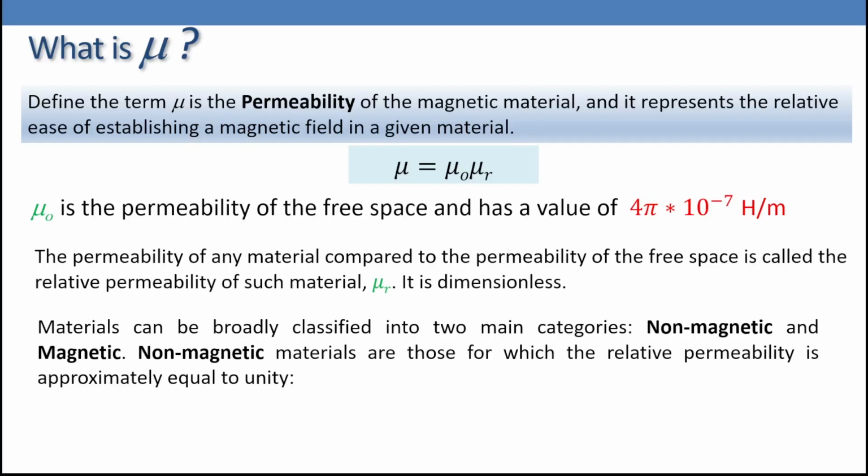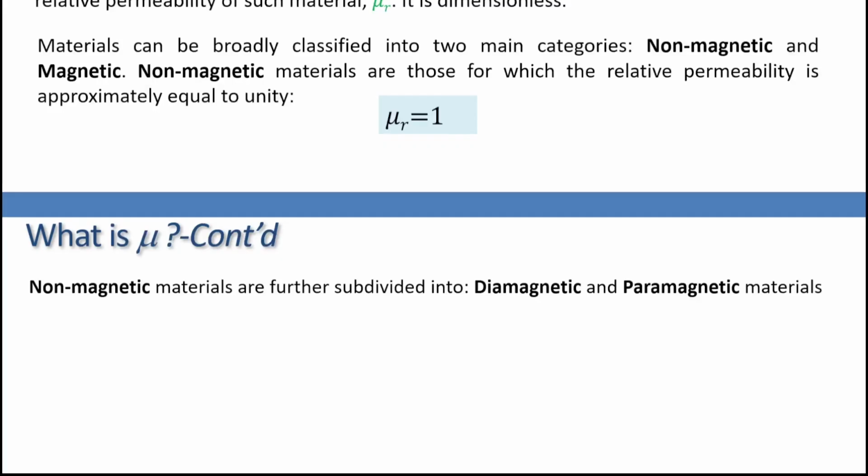Materials can be broadly classified into two main categories, non-magnetic and magnetic. Non-magnetic materials are those for which the relative permeability is approximately unity, so μr equals 1. If we have μr equals 1, that one is a non-magnetic material, and μ just equals μ0 in this case. A good example for that one? Air. Something like the air gap.